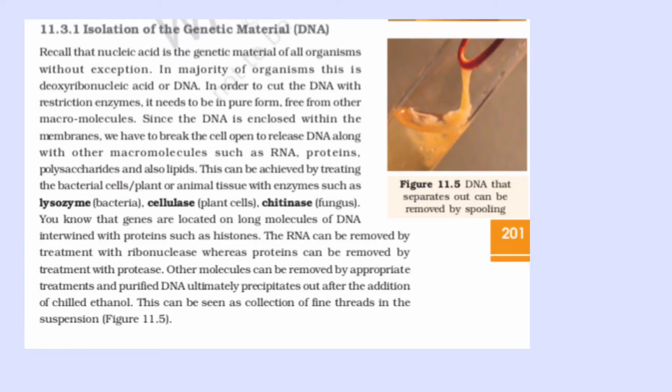Number 1. Isolation of the genetic material, that is DNA. Recall that nucleic acid is the genetic material of all organisms without exception. In the majority of organisms, this is deoxyribonucleic acid or DNA. In order to cut the DNA with restriction enzymes, it needs to be in pure form, free from other macromolecules.